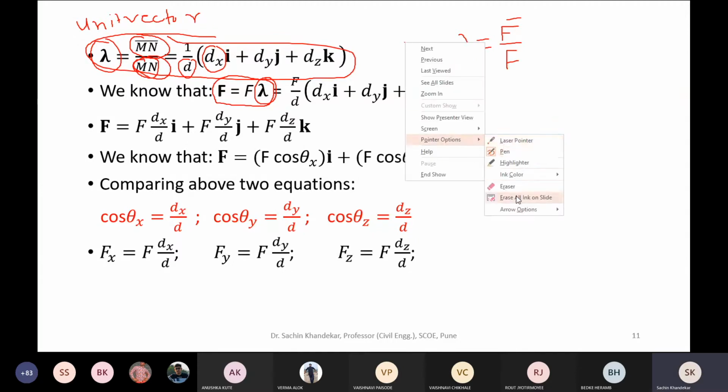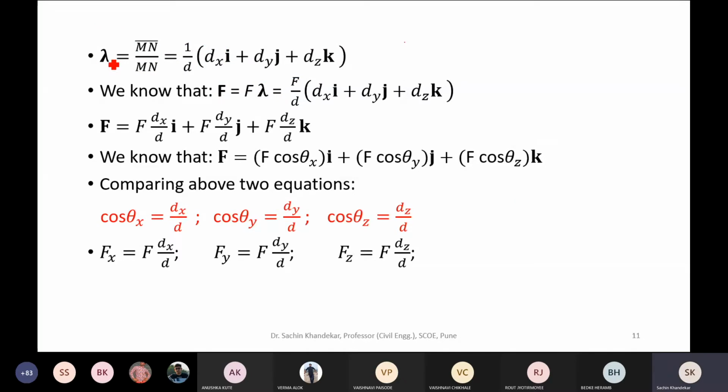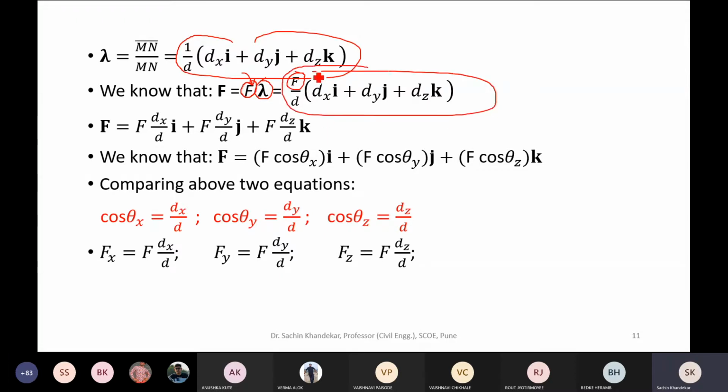In all my slides, the boldface letters are the vector quantities. Now I am substituting this value of lambda here, and hence I got this F upon d, where this F is the magnitude. Please note that this is the magnitude, which is a scalar quantity. So F divided by d into the bracket dx i plus dy j plus dz k, correct? In other words, I can express this particular equation in this form also.